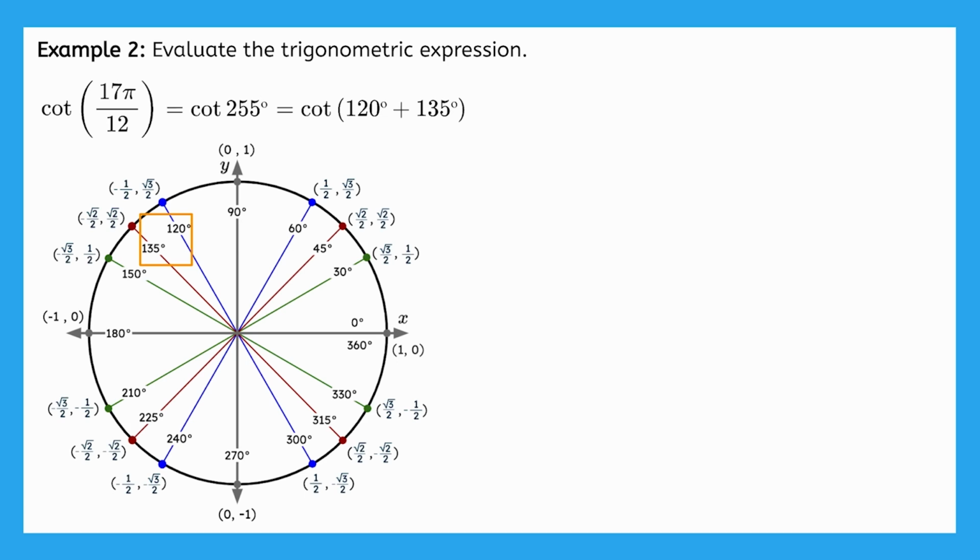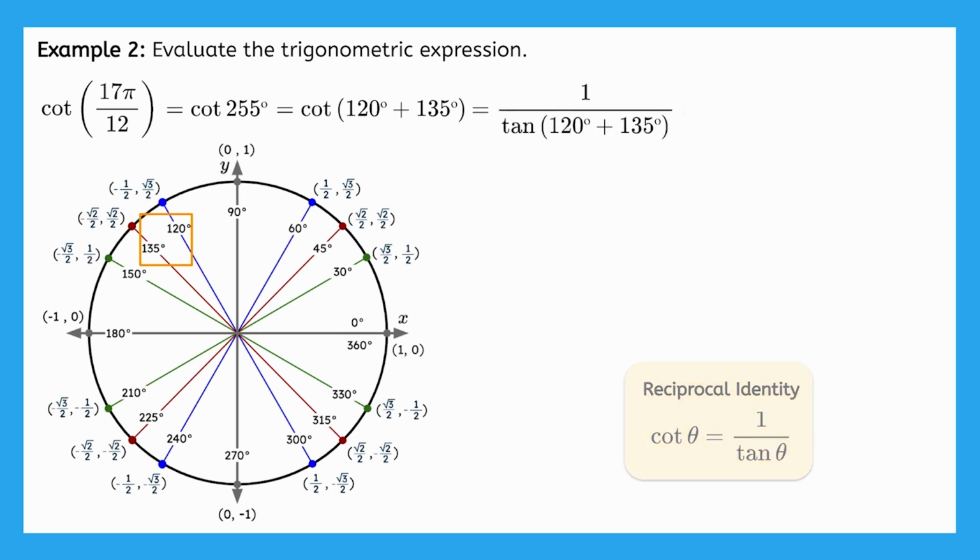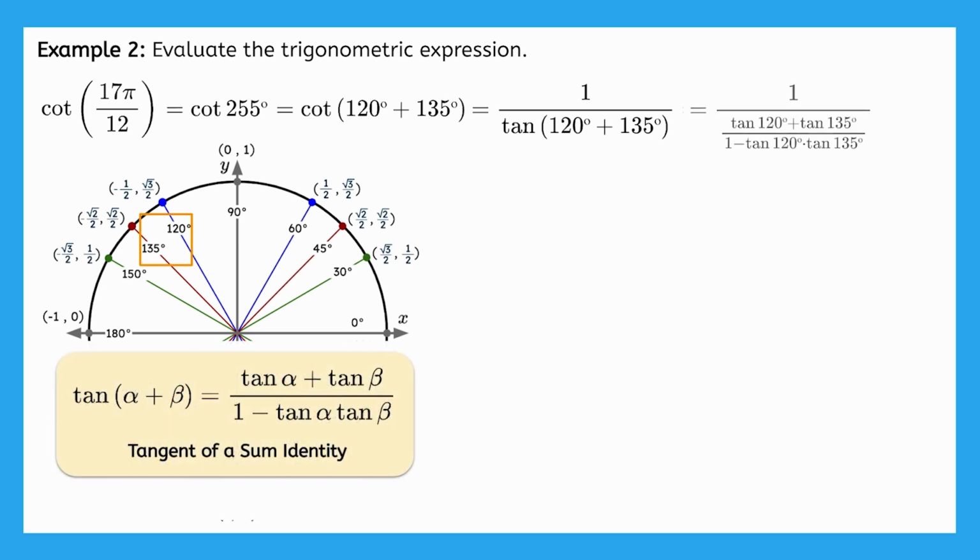Of course! One approach would be to use the reciprocal identity cotangent of theta equals 1 over tangent of theta, which means our expression equals 1 over tangent of 120 degrees plus 135 degrees. Now, we can apply the tangent of a sum identity. Since 1 over a fraction is simply the reciprocal of the fraction, we can rewrite this whole expression as just the reciprocal of the tangent of a sum.